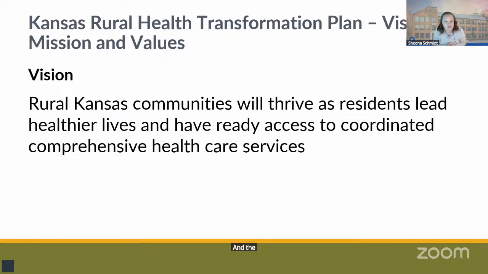And the vision is consistent for transforming rural health in Kansas.